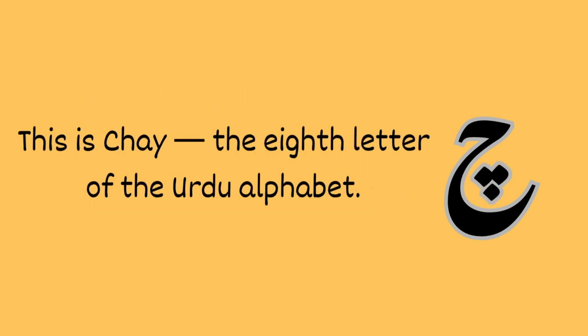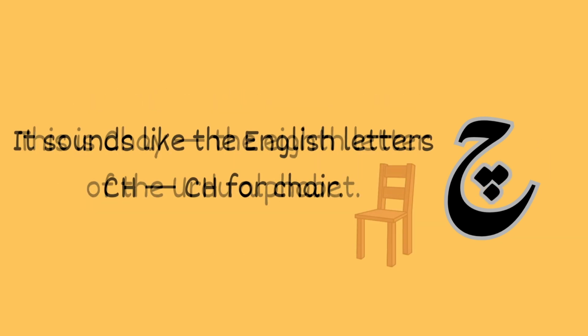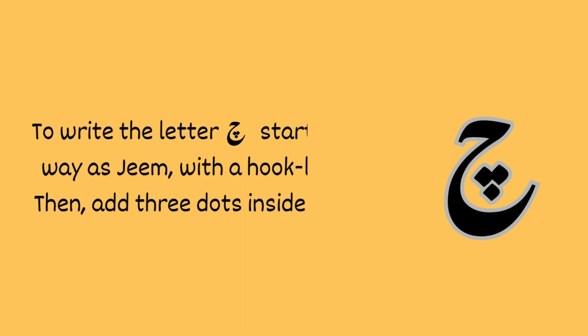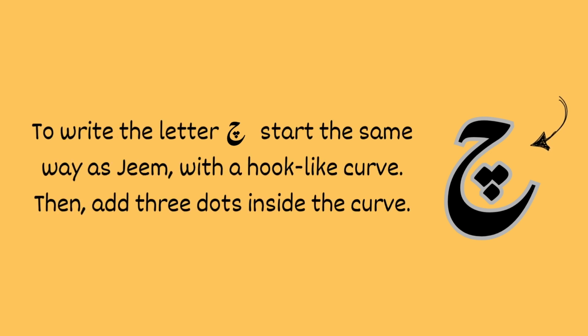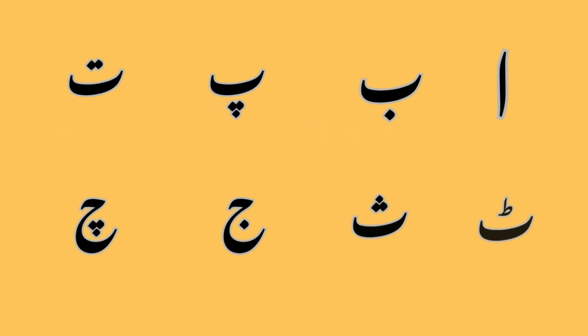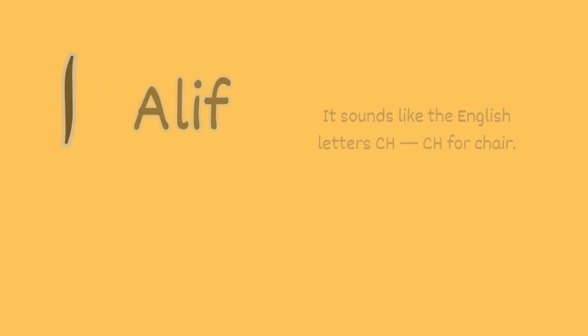This is Chay, the eighth letter of the Urdu alphabet. It sounds like the English letters CH, like ch for chair. To write the letter Chay, start the same way as Jeem with a hook-like curve, then add 3 dots inside the curve. Now you know the first 8 letters of the Urdu alphabet from Alif to Chay.